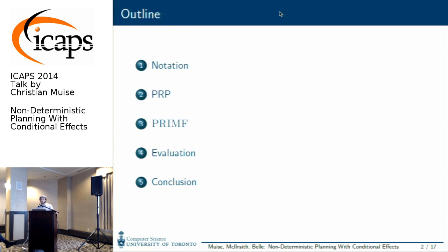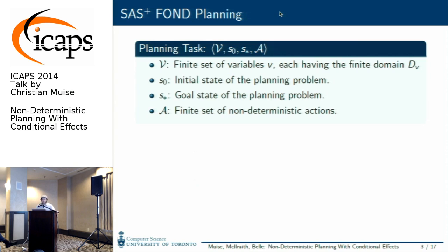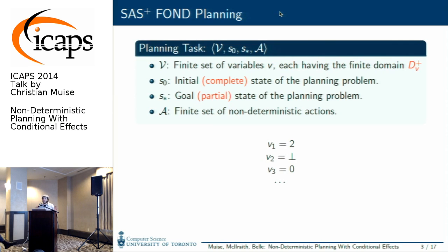So the outline, usual stuff: I'll talk a bit about PRP and then our solution of how we actually handle conditional effects, and a little bit on evaluation before concluding. So the notation we need, we're in a multi-valued setting. I'm not going to spend too much time on this because it's a short paper, short presentation, but we have a finite set of variables, our initial state, a goal state, which is a partial state, and the set of non-deterministic actions. The initial state is a complete state, which is a setting to all of your variables, and a partial state is just a setting to a subset of those variables. So a goal state, for example, is a partial state.